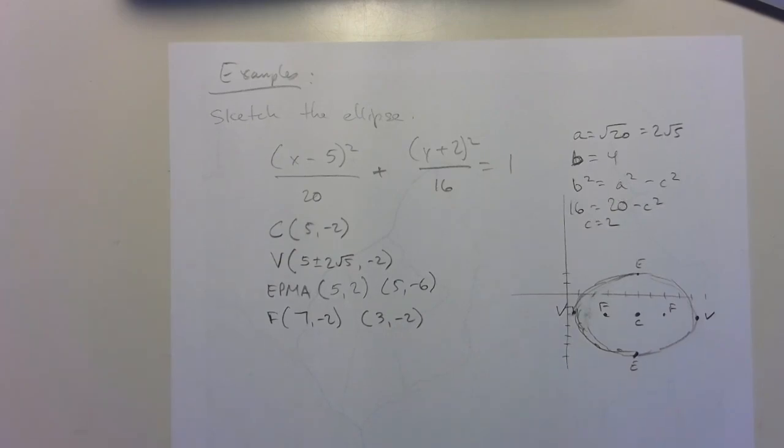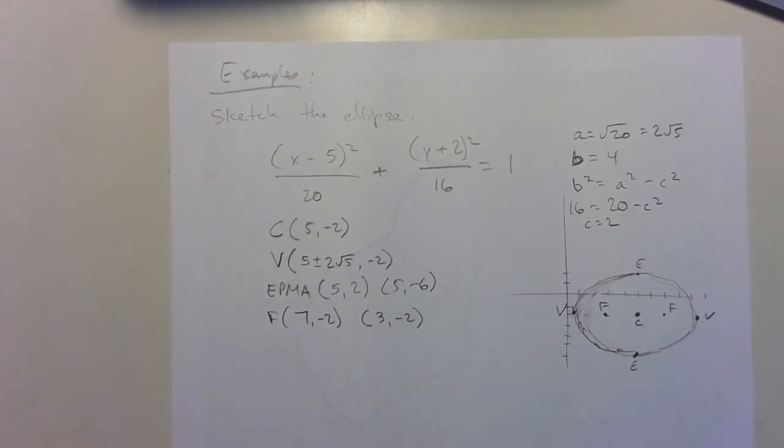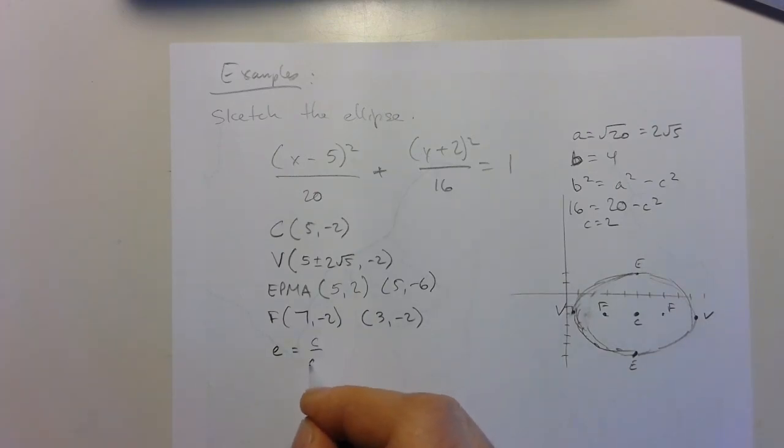Okay, so I'm just looking at the directions of the book. Specify the length of the major axis and minor axis, the foci, and the eccentricity. Okay, so I want all of this labeled. Okay, let's label the eccentricity.